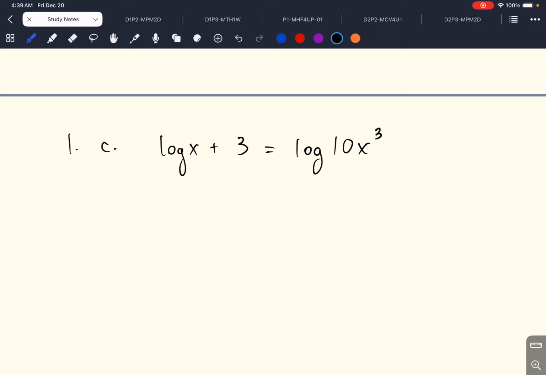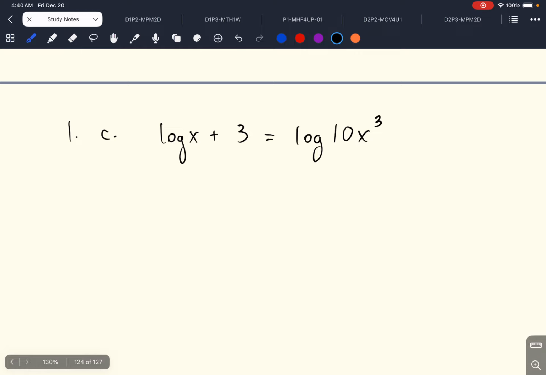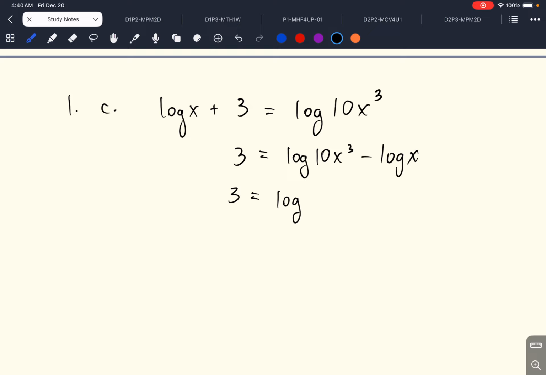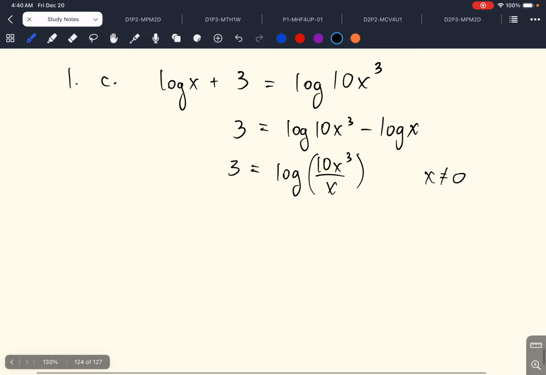Okay, so now we have an equation with 3 terms. The strategy again we're going to follow is let's bring the logs to one side. So let's keep the 3 on the left, and then we're going to have log of 10x cubed minus log of x. That allows me to combine them using the quotient rule, right? 2 logs being subtracted, both logs of the same base. I can apply the quotient rule, 10x cubed, the first log, on the top, and x on the bottom. Now we introduce this restriction where x cannot be 0. Keep that in mind in case it becomes part of our solution.